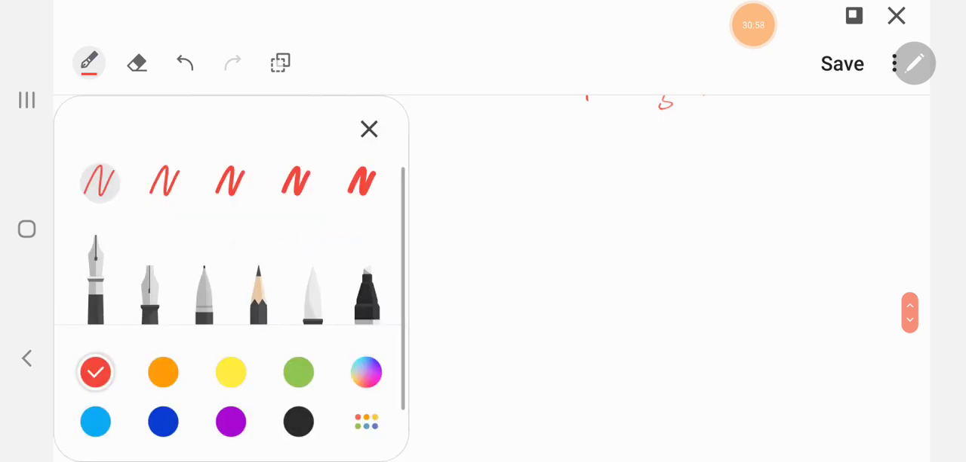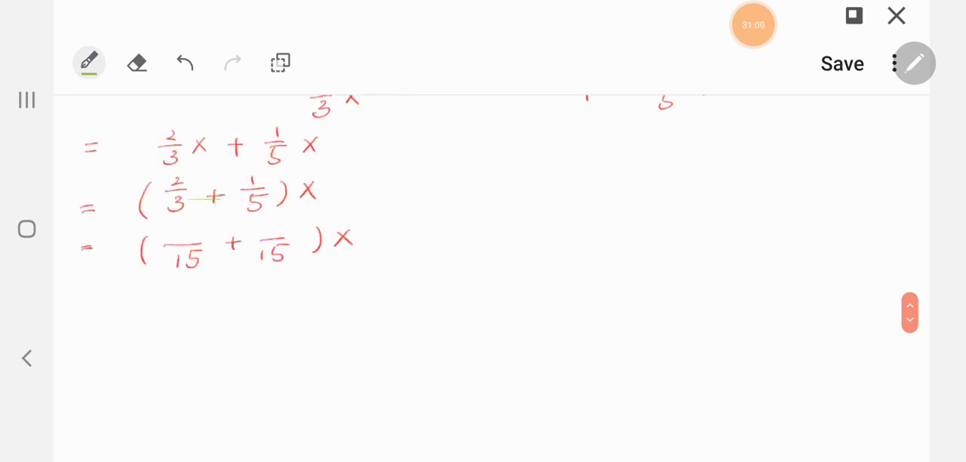So I'm going to multiply the numerator. 3 times 5 is 15. So multiply the numerator by 5. So this will be 10. And 5 times 3 is 15. So multiply the numerator by 3. So that will be 3. Can you see it?